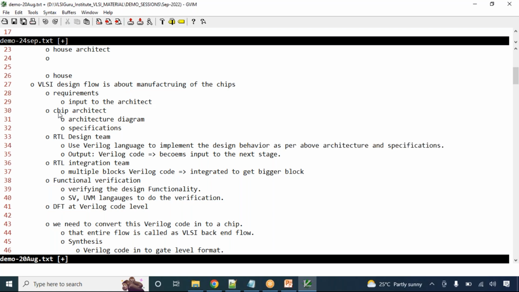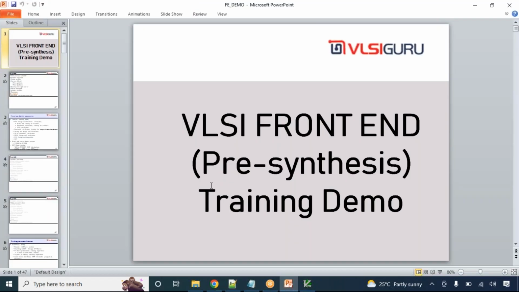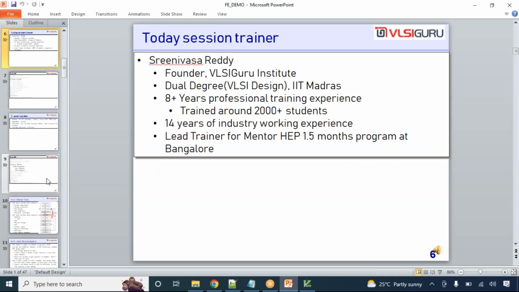This is what our architect also does. Even in chips, in VLSI, there is a person by the name chip architect. He will give you the complete architecture diagram. Architecture diagram means how my design is going to look. If I have to show you one diagram, a sample diagram.